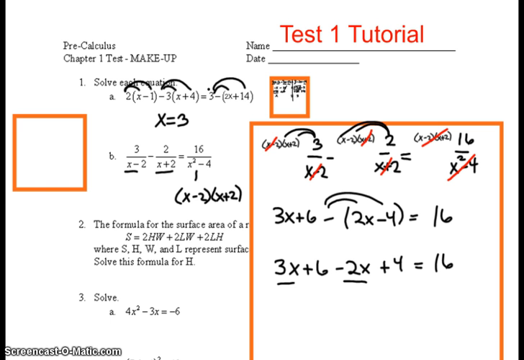3x minus 2x is just 1x. 6 plus 4 is 10. And if we subtract the 10 on both sides, that leaves me with x equal to 6.